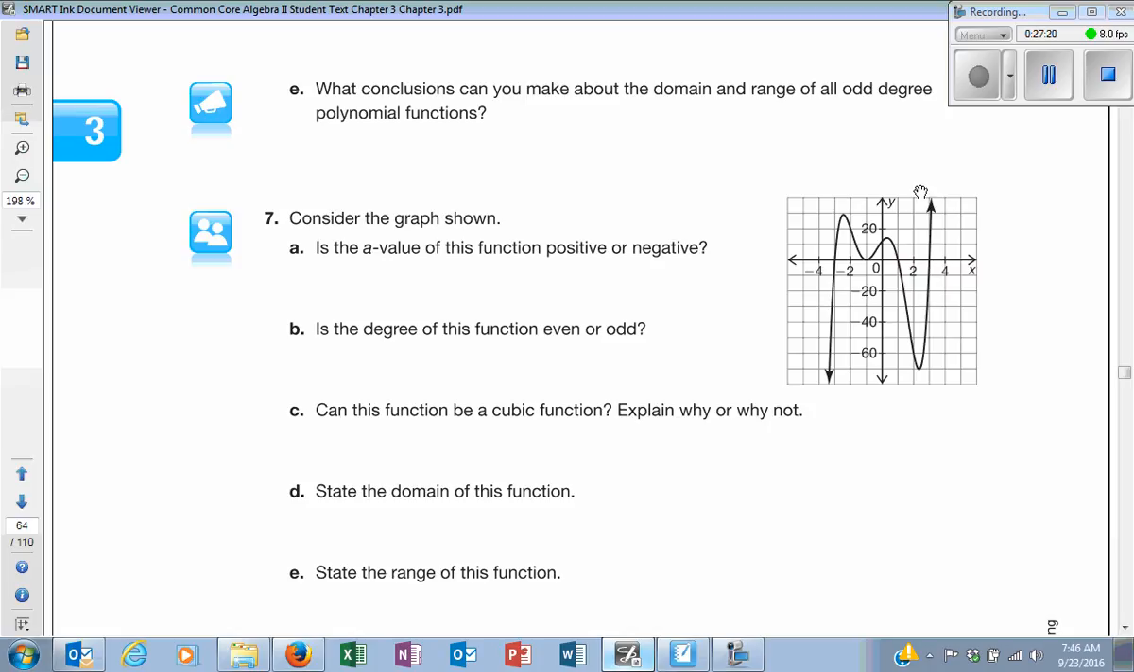Now, since I know it has to be odd, is the a value of this function positive or negative? Well, I look at my chart, or I have to memorize it because it's not going to be on the test for me. I have to go, okay, which odd started down and ends up? And my a is what? Look at your chart. Flip back. It's in 3-2.